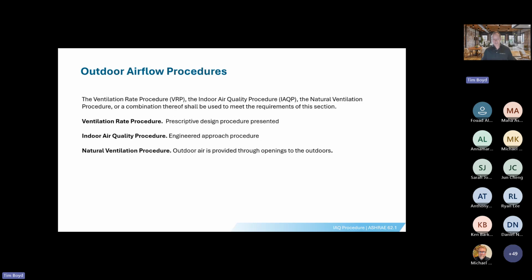The third procedure is the natural ventilation rate procedure. That's when you just bring in outdoor air through opening windows and the like. We're not going to discuss that procedure. We're just going to discuss the top 2.